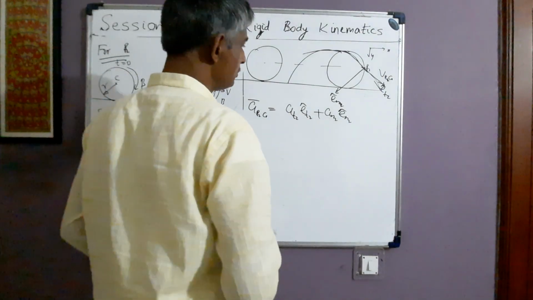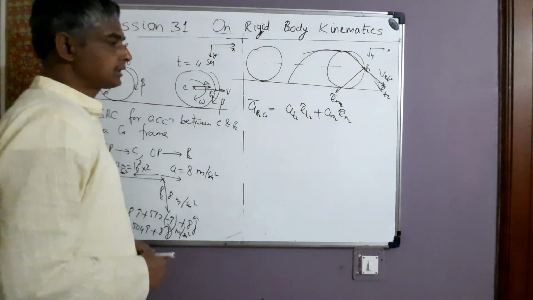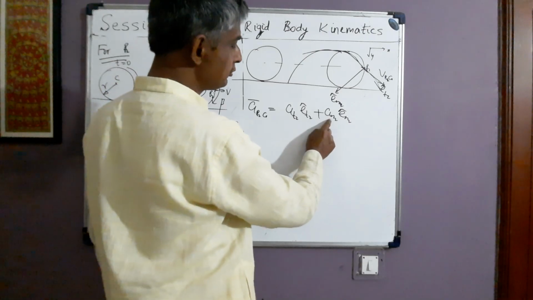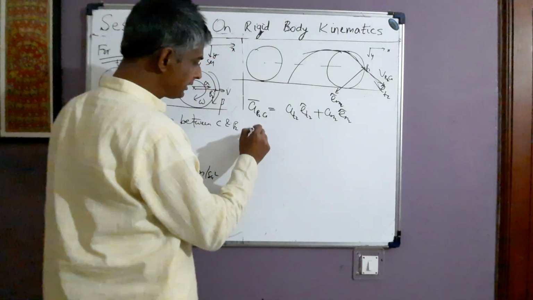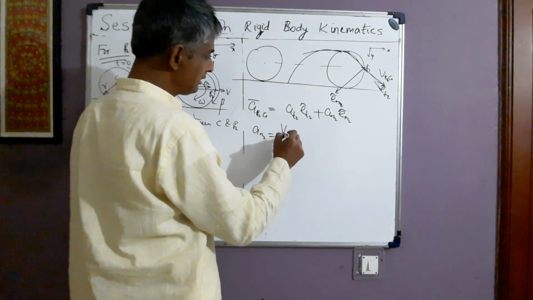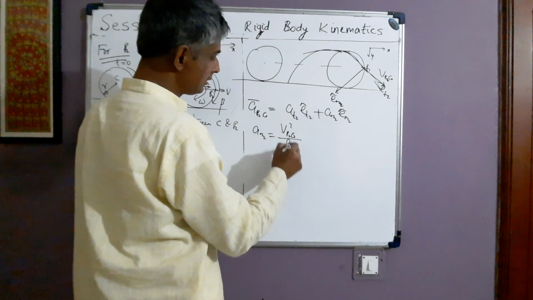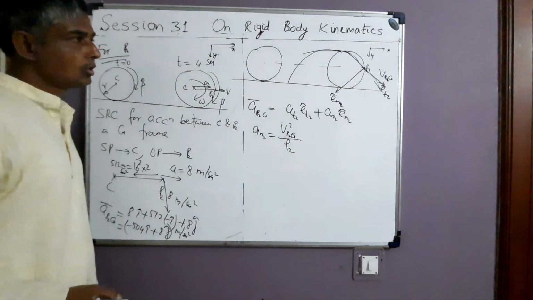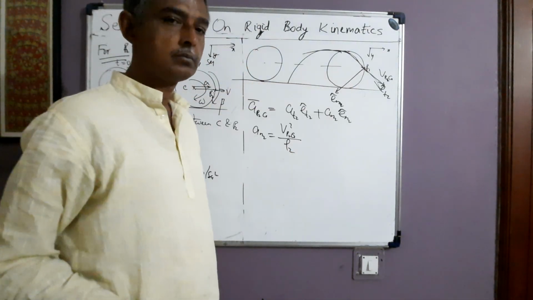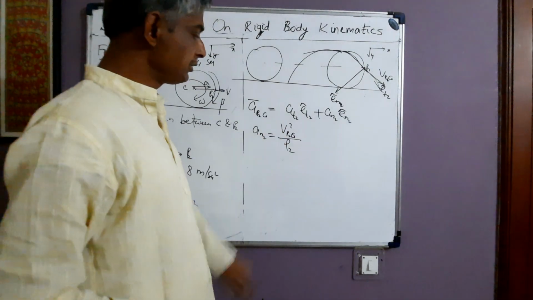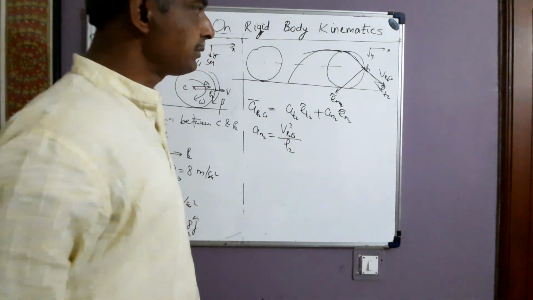Now what do we do next? Tell me, what should I do next? You must also know AN2. So how to write AN2? That becomes Vp2g square by rho 2. Now Vp2g is the speed of P2. To determine AN2, you must know Vp2g. Now how to determine Vp2g?